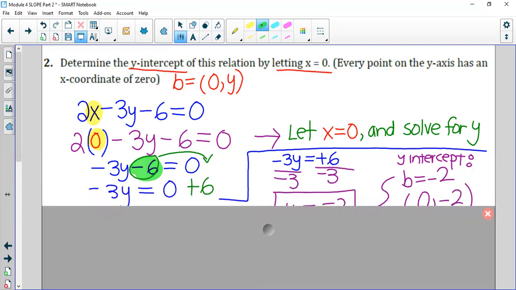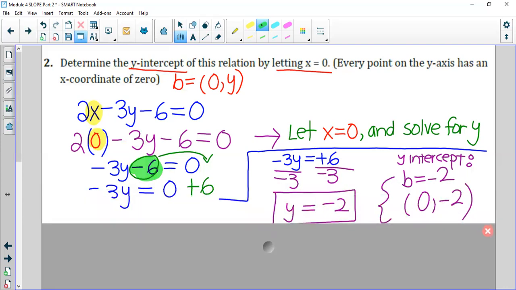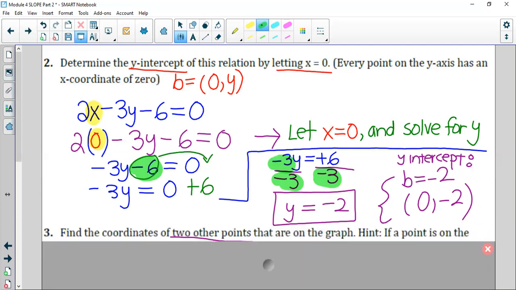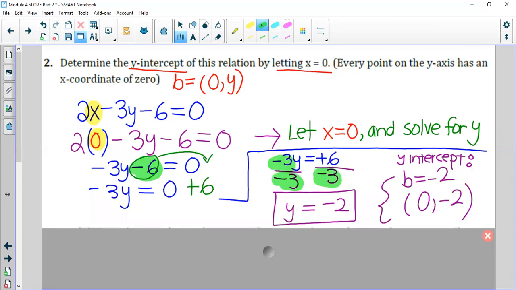When that happens, I have -3y is equal to 0 plus 6. -3y is equal to +6. In order to isolate for the y, I have to divide both sides by -3. So that gives me a final answer of y is equal to -2. Now, y is equal to -2 is not just a number, it represents a point, and that point is the y-intercept. So when x is equal to 0, y is equal to -2.